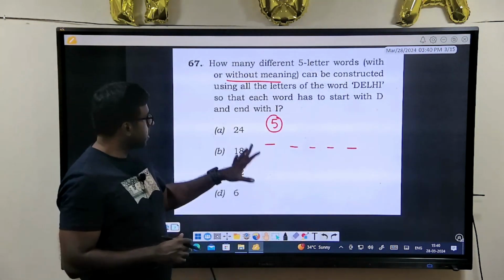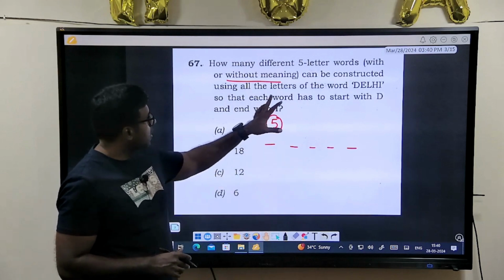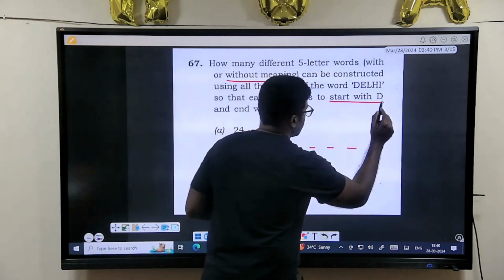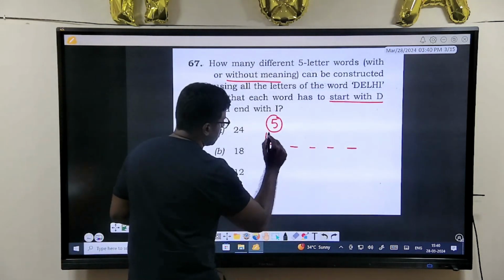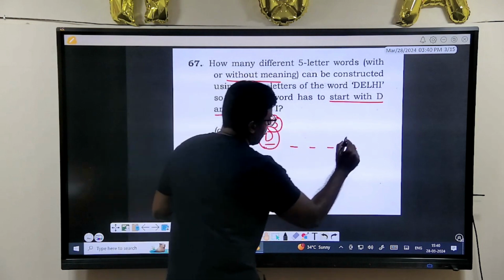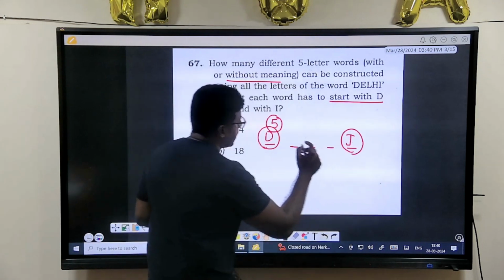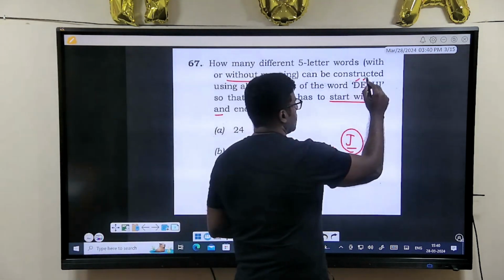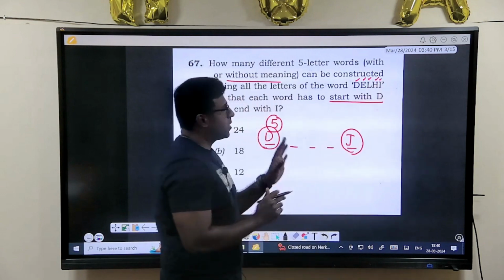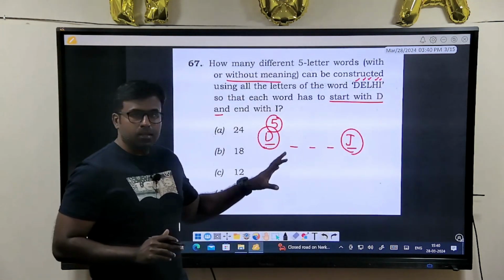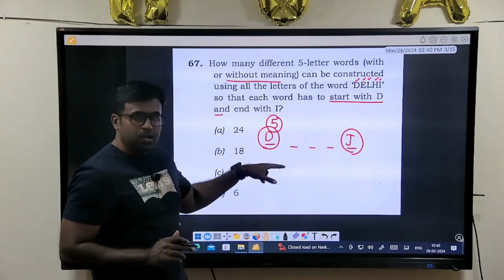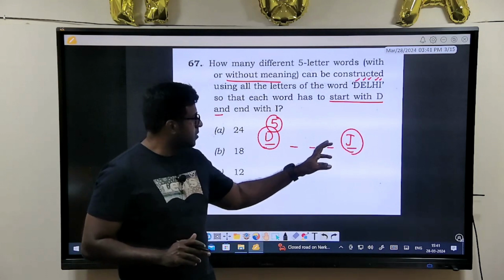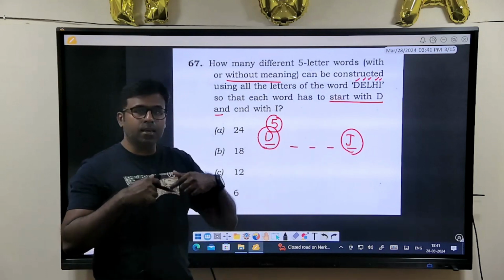These are permutations. This is the basic of this. Now they give some conditions: it has to start with D and end with I. That is, in these 5 letters, D, E, L, H, I, you have to have D as the first letter and I as the last letter. Then you have 3 spaces left, and you have to arrange 3 letters.